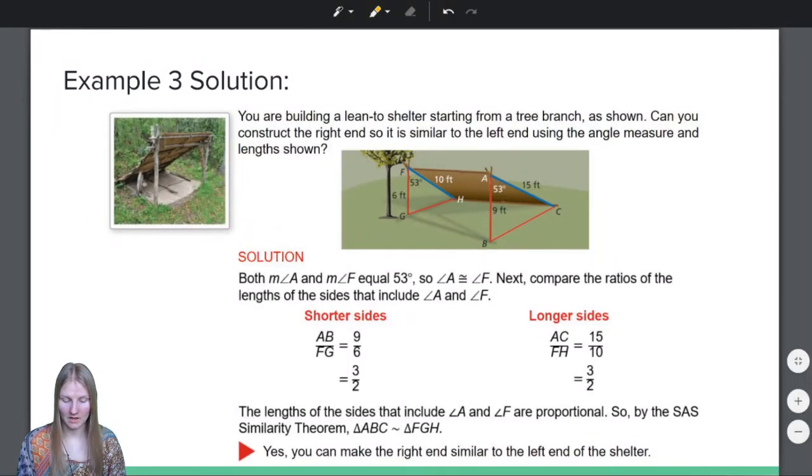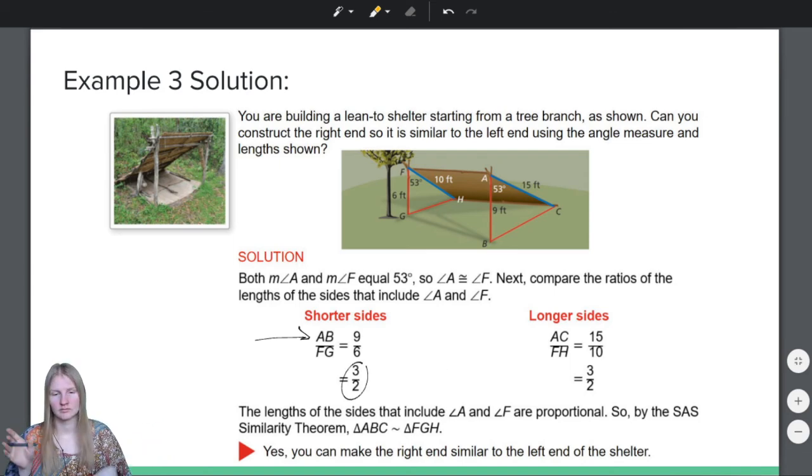Both the measure of angle A and the measure of angle F equal 53, so angle A equals angle F. Next, compare the ratios of the sides that include A and F. They put triangle ABC on top, so they got 3/2. We did it the other way, so we got 2/3.